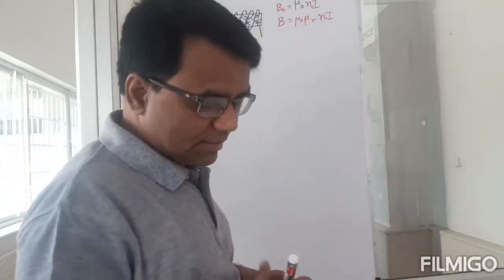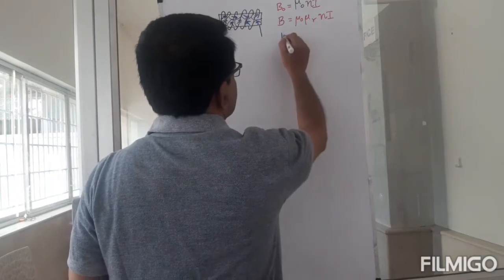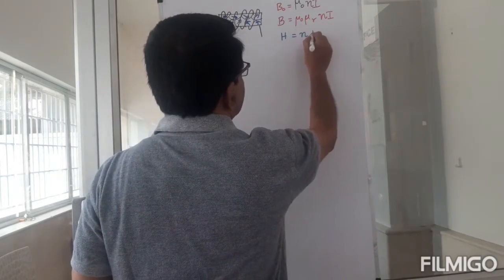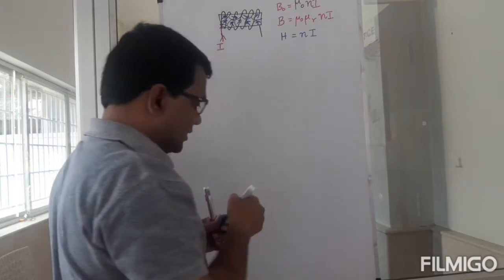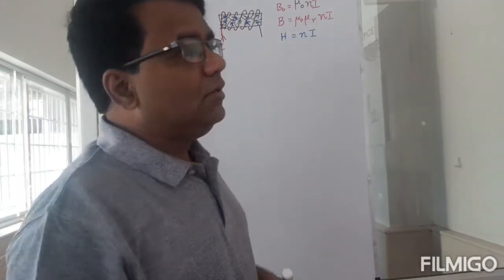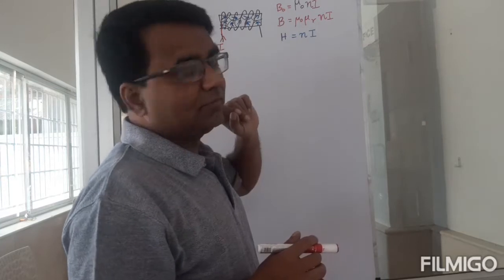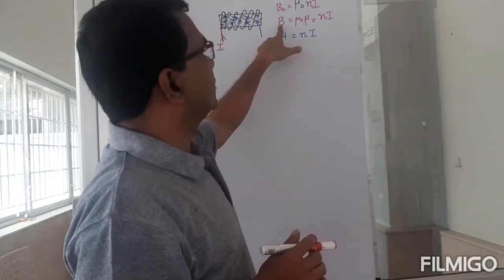So we already discussed that this n I, which is in my control, is called the magnetic field intensity, H. So this I can vary, and if I vary this, then B will vary.